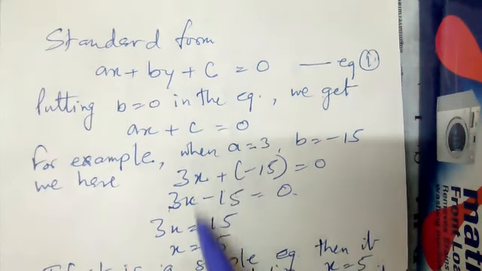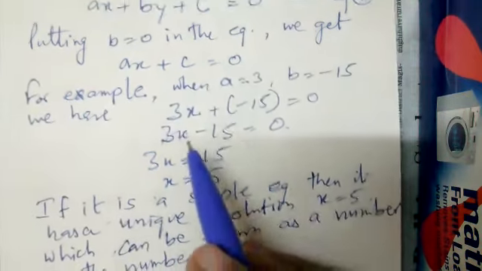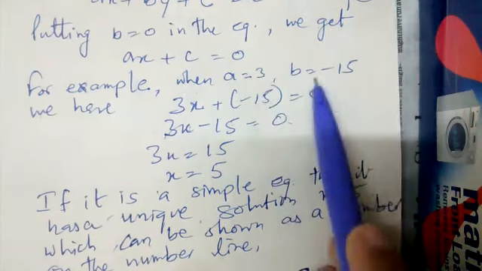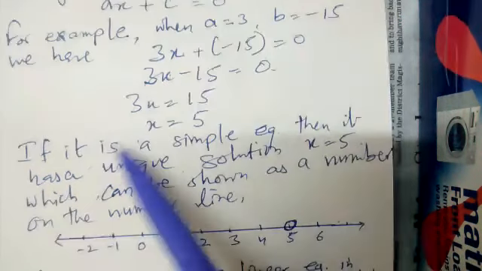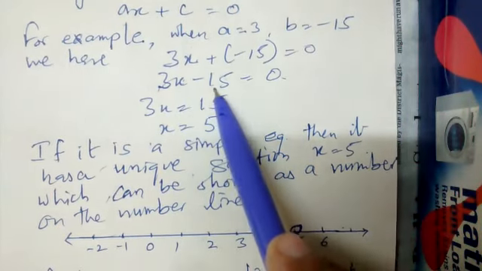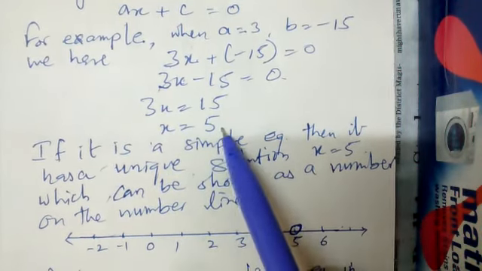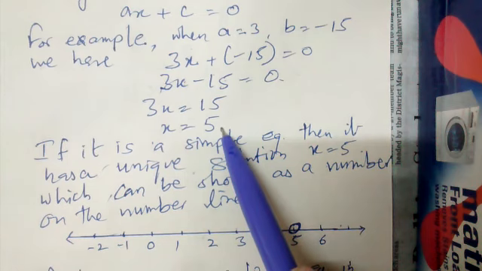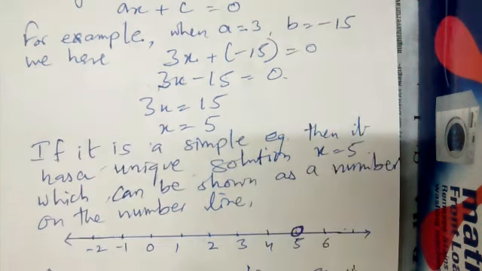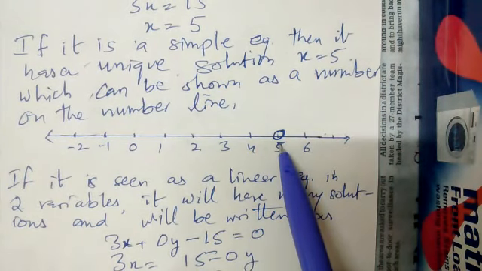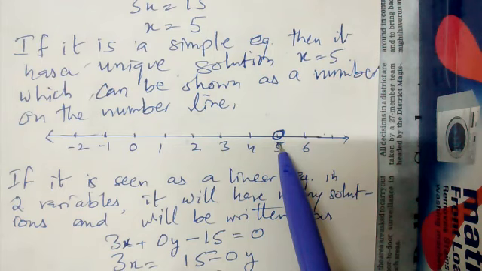We take a parallel example with number coefficients. Let a equal to 3 and c equal to minus 15. We get 3x plus minus 15 equal to 0, which gives us 3x minus 15 equal to 0, x equal to 5. Again, this is a simple equation. Simple equation means there is a unique solution, which when represented geometrically is a single point on the number line, as you see here. This is x equal to 5.